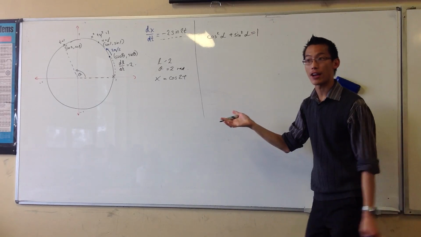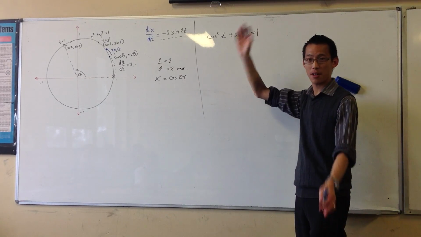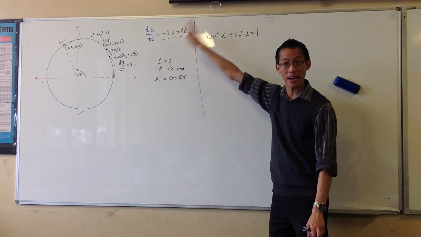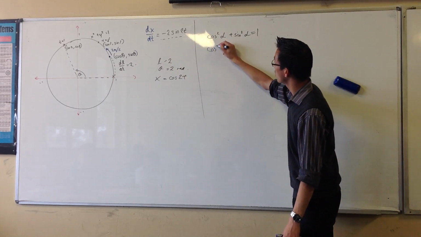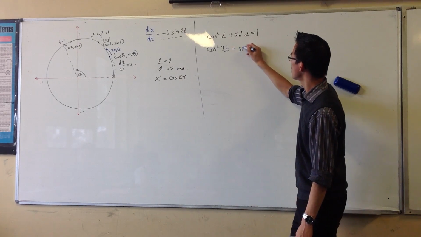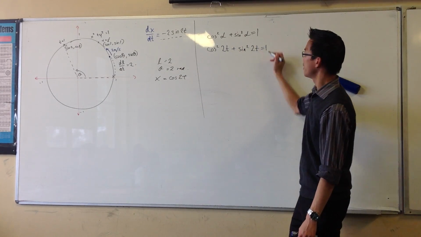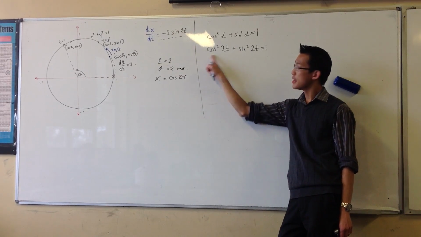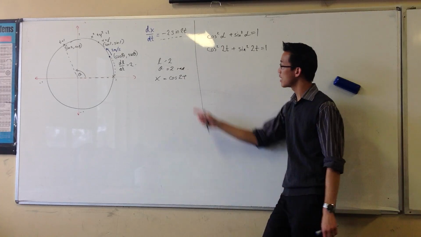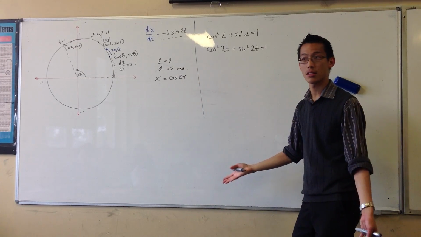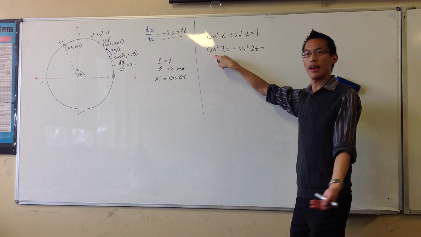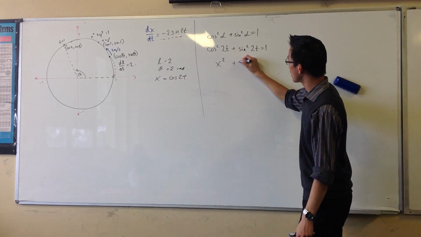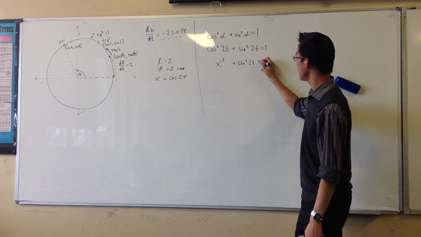And this is true for any angle. It can be alpha, it can be gamma, it can be 2t, if you like. So let's put 2t's in place because that's what I'm actually dealing with. So I've got cos squared 2t plus sine squared 2t equals 1. Okay, so far so good? Now, I can immediately replace cos 2t because I know it's x. So I've got x squared here, and sine squared 2t is equal to 1.